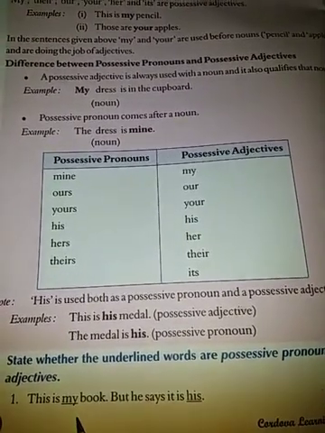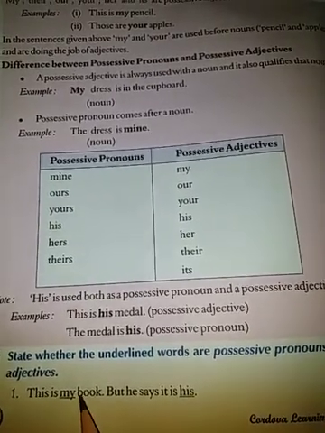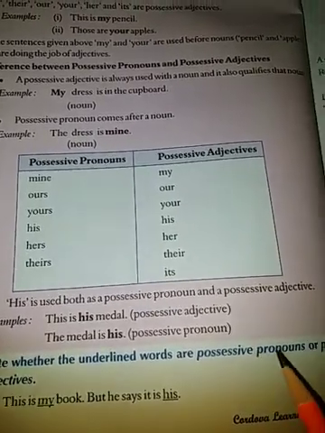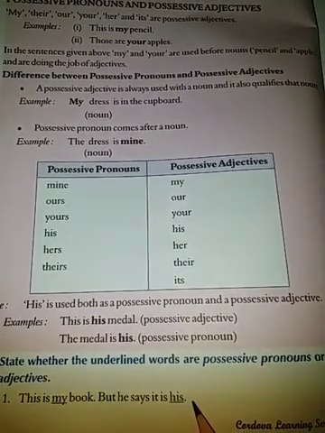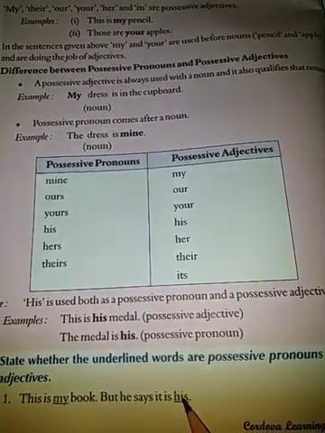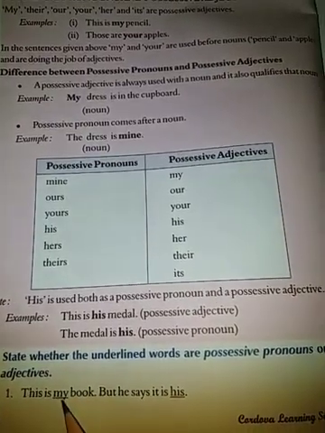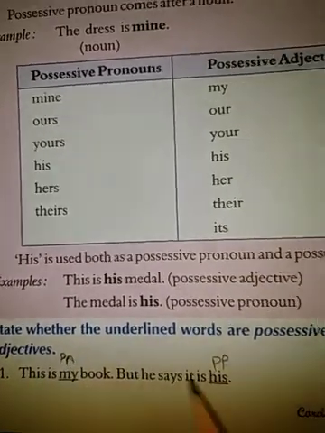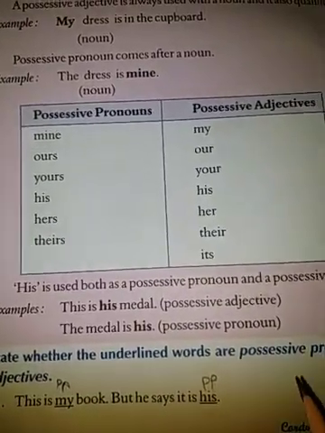So we have to find out which is possessive pronoun and which is possessive adjective. Here we can see my is a possessive adjective. This is my book, where this word is before the noun. That's why it's a possessive adjective. But he says it is his. It is his. His is a possessive pronoun. And my is a possessive adjective. So we will write like this: PA, possessive adjective; PP, possessive pronoun. But keep this in your mind.